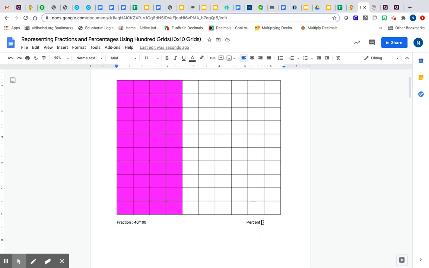Now for my percent. If we remember back to yesterday's video, our previous video, we learned that percent is always out of what number? 100%. So if I have 40 shaded and I have 100 as my total, that means that my percent is 40%.